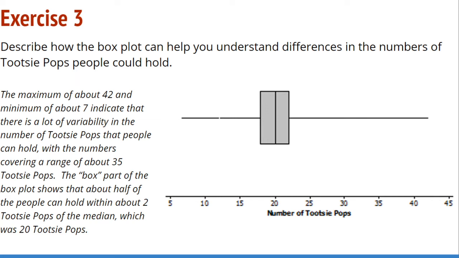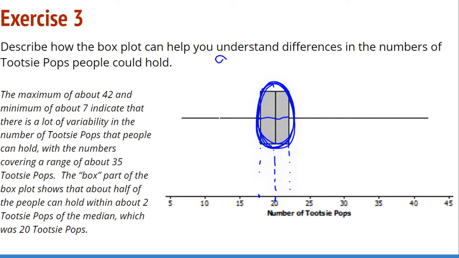It covers a range of about 35. The box part, this center section, shows that about half of the people can hold within about 2 Tootsie Pops of the median. So I've got the median here of about 20, and this is about 18, and this is about 22. I've got half the people in this space, and they're 2 this way and 2 this way.